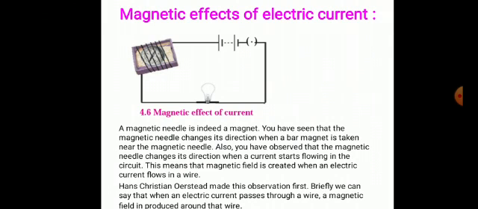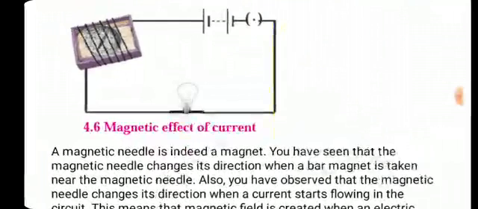Hans Christian Ørsted made this observation first. Briefly, we can say that when an electric current passes through a wire, a magnetic field is produced around the wire. So, in order to get the concept clearly, one activity has to be done like this. You can do it at home, but for that you need a magnetic needle.